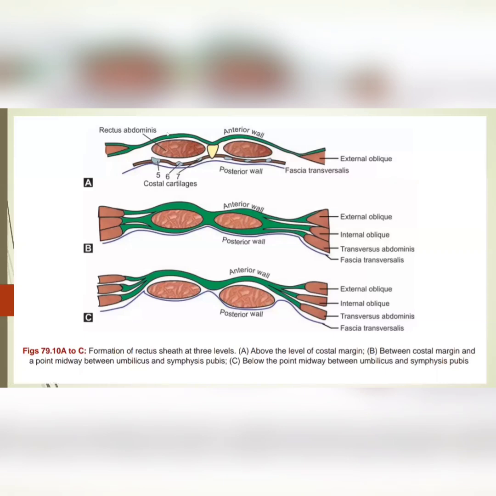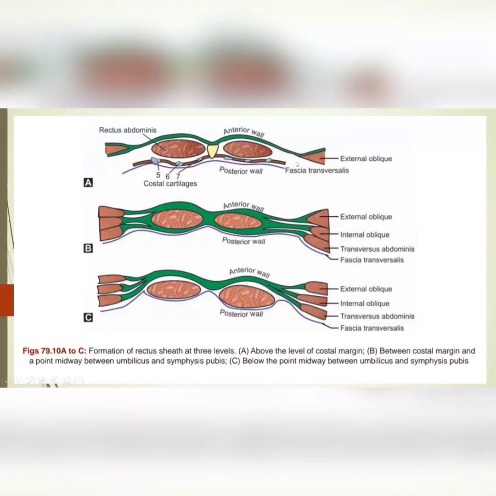We are looking only at the flat muscles of the abdomen here laterally. In the midline, this is the rectus abdominis muscle. This is the sternum. So we are going to see what are the structures which will cover the rectus abdominis muscle, what forms the rectus sheath anteriorly and posteriorly. Now you can see the diagram, there are 3 subdivisions.